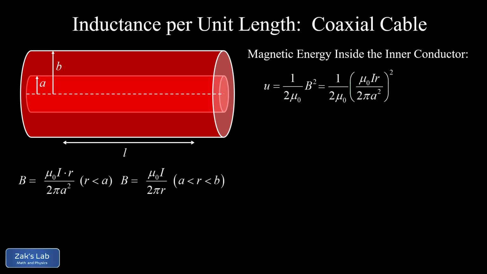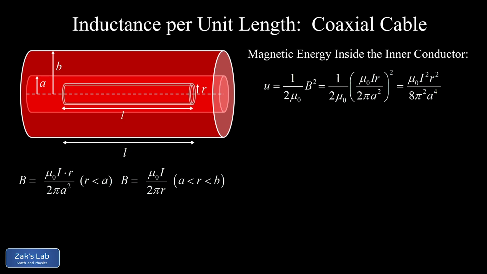And we have to square that magnetic field. So things are getting a little bit messy here. And so I've squared all that stuff and canceled the factor of mu naught and then combined the constants in the denominator. And we get a magnetic field energy density of mu naught I squared r squared over 8 pi squared a to the 4th. Now, since the magnetic field is changing with r, our magnetic field energy density is also changing with r. And that means we need to split up the volume inside this conductor into thin cylindrical shells along which the magnetic field is constant. So there's a shell of radius r and length little l, and inside that shell wall, the magnetic field has a single unique value for that value of r.